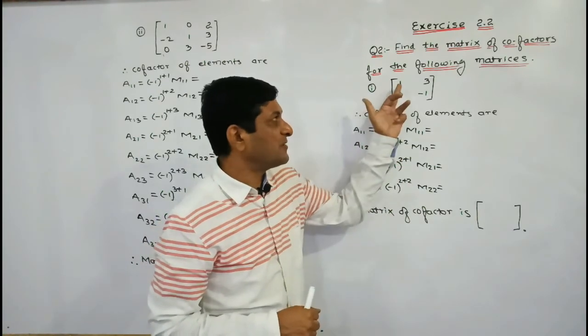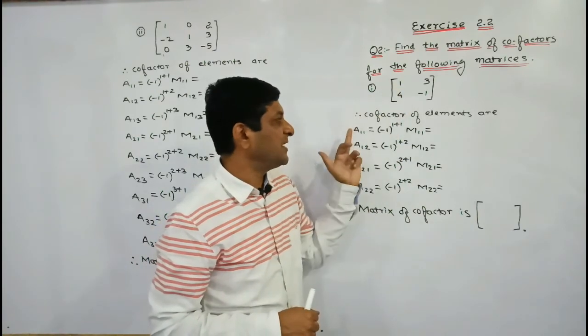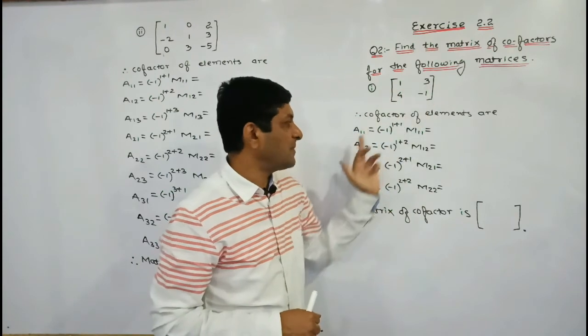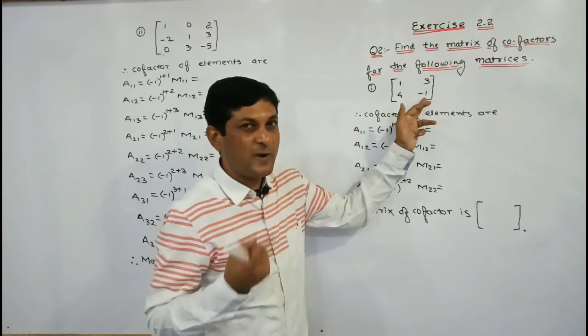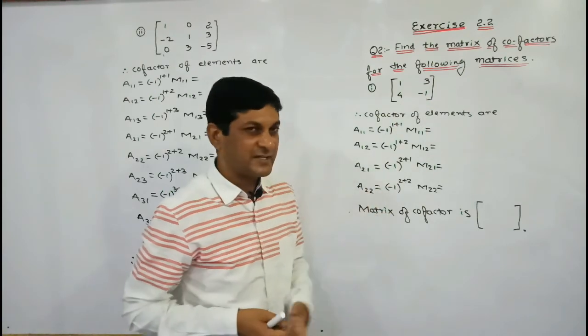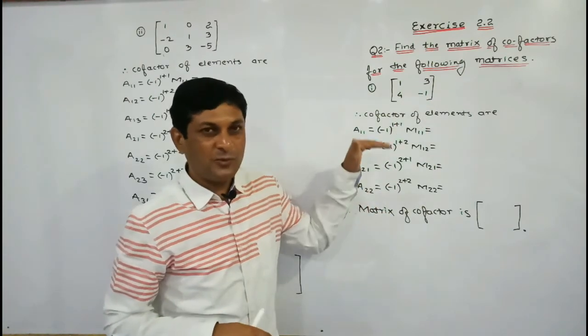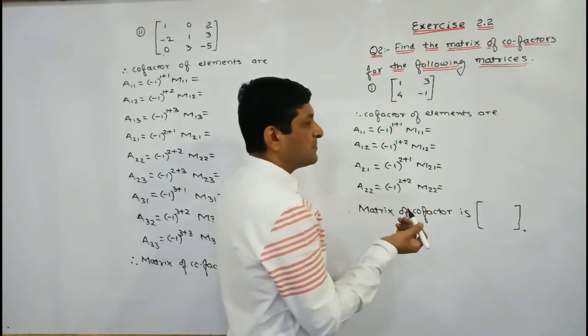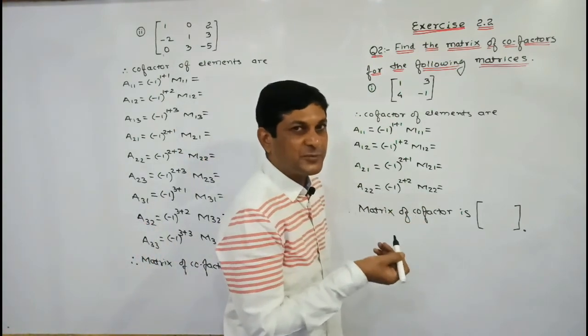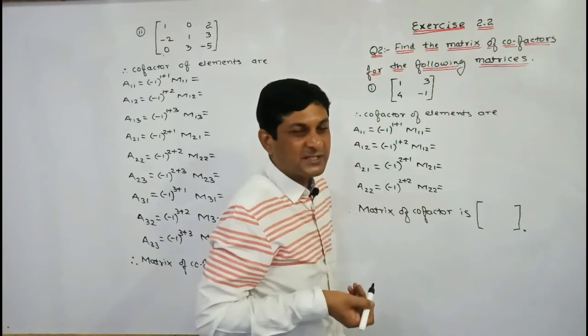So already we know that the cofactor of the first element is denoted by A11, the second by A12, the third by A21, and this element lies in the second row and second column, so its cofactor is denoted by A22. I have already written the formula to save our time. Now the only remaining part is to substitute the values and find the values of these cofactors.